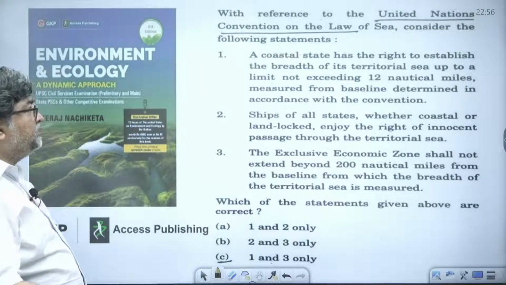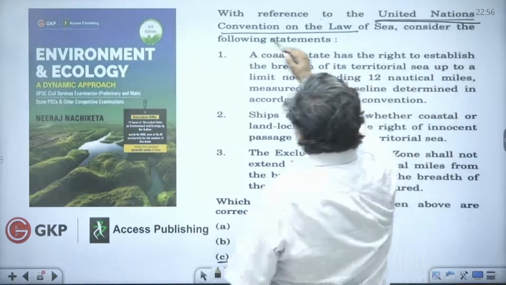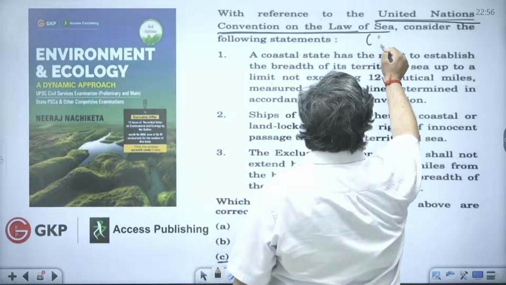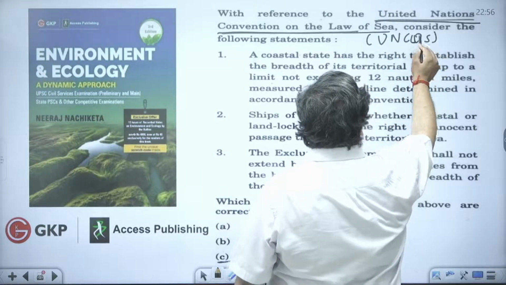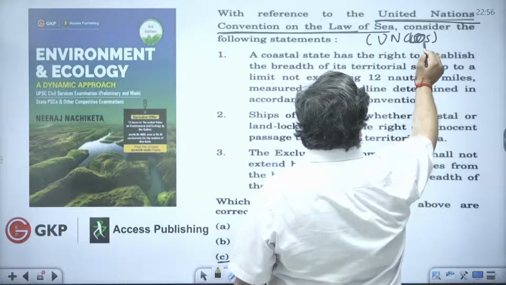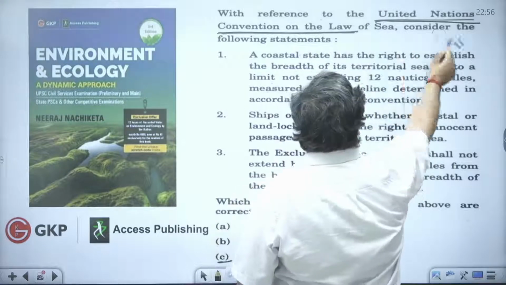Now moving on to the next question. UNCLOS, United Nations Convention on Law of the Seas. Now three statements have been given here about UNCLOS, the United Nations Convention on Law of the Seas.